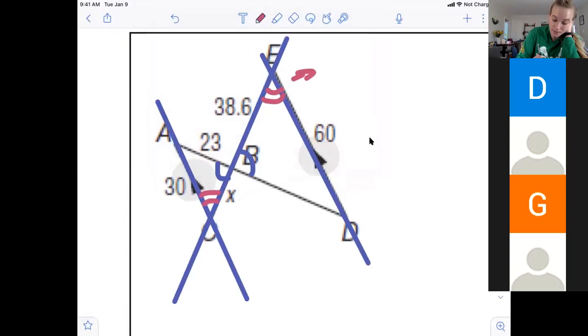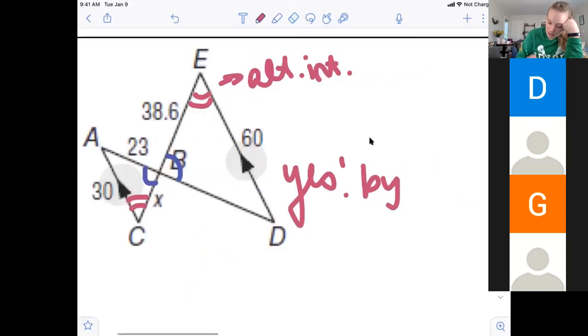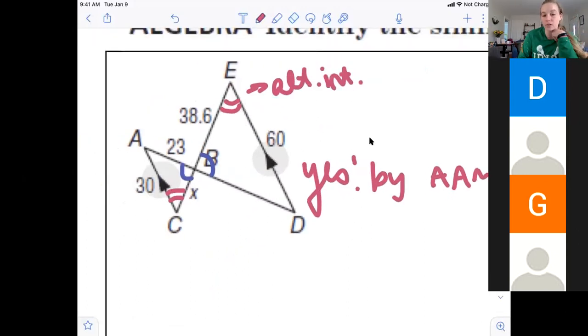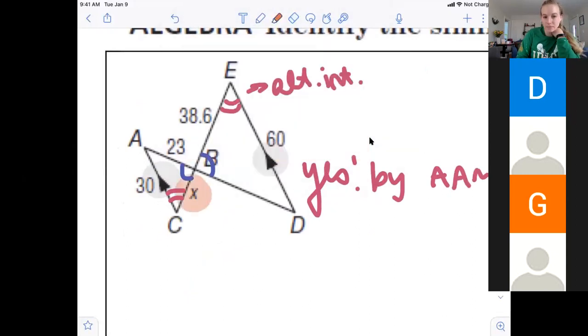Okay, I got a couple of responses on that. Alternate interior. My other class couldn't remember, so good on you guys. Alternate interior. So now I've got two sets of angles congruent. So I'm going to say, yes, we have similar triangles by angle similarity. And now that we know that we've got similar triangles, we want to figure out what side X is. So I'm going to set up a proportion.